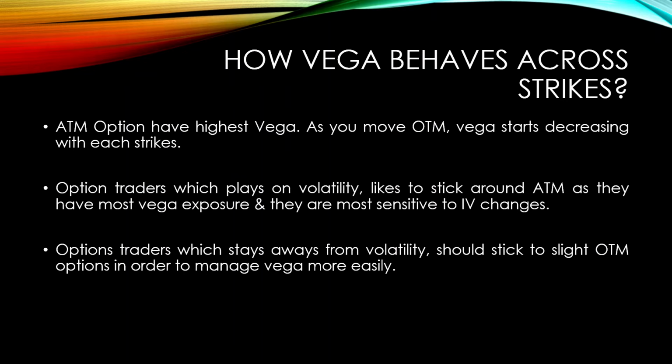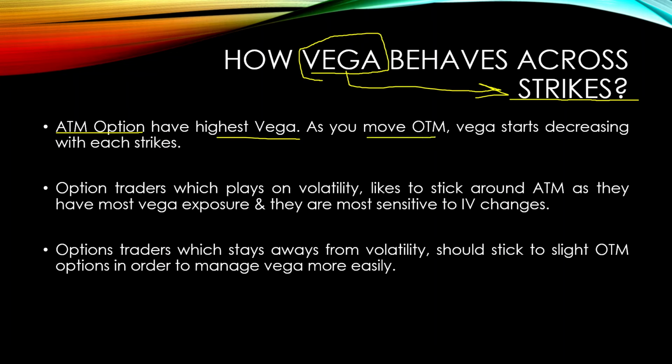So how does the Vega behave with different strike prices? As all of you know, in an option chain there are multiple strike prices: out of the money, in the money, at the money. Here we will discuss how Vega behaves across different strike prices. The general principle: at the money options have the highest Vega, and as you move out of the money, Vega starts decreasing. This is the general principle of option chains.